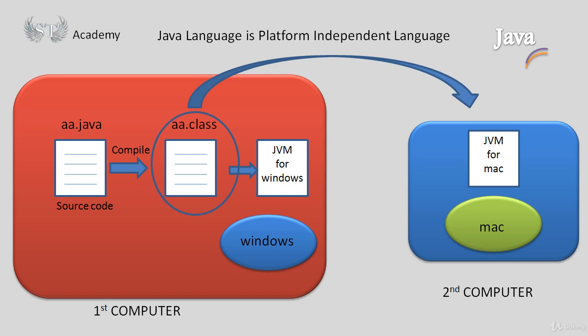So I hope friends you understand how the things work, why Java is known as platform independent, how the program, or you can say the application or the software which is developed in one system can easily run on any other system.